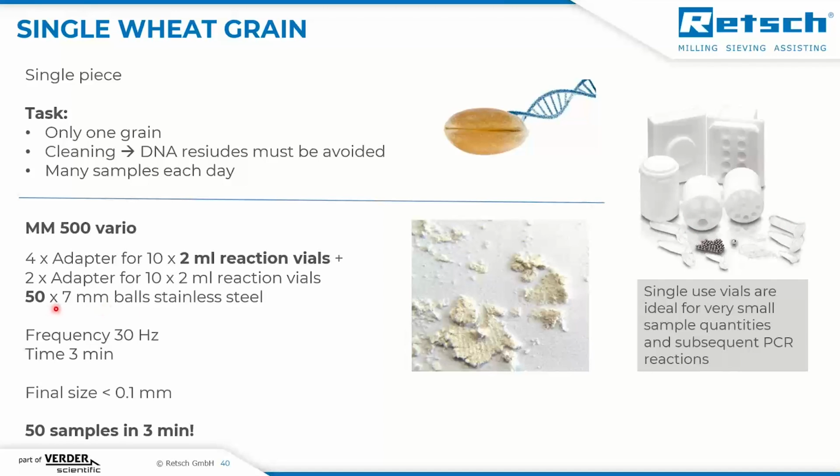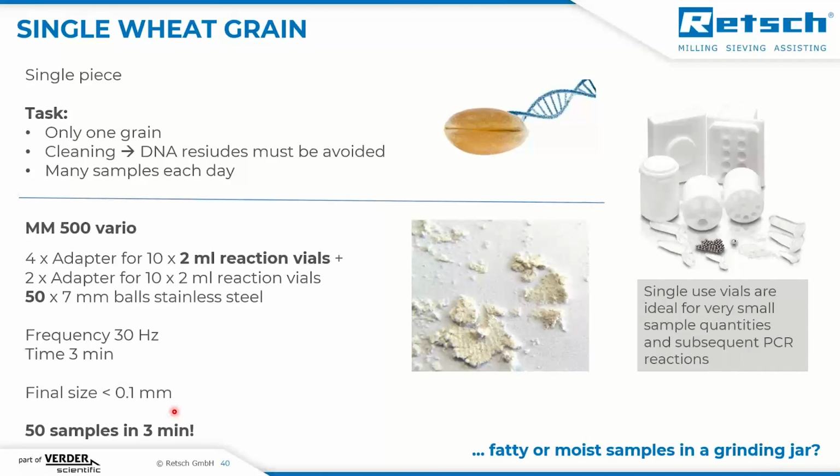And of course, then we need 50 grinding balls, 7 millimeter, each placed into a tube. Then with a medium frequency, 30 hertz, not full speed, we were able to reduce this sample to fine powder. So 50 samples in just 3 minutes. It's very high sample throughput.